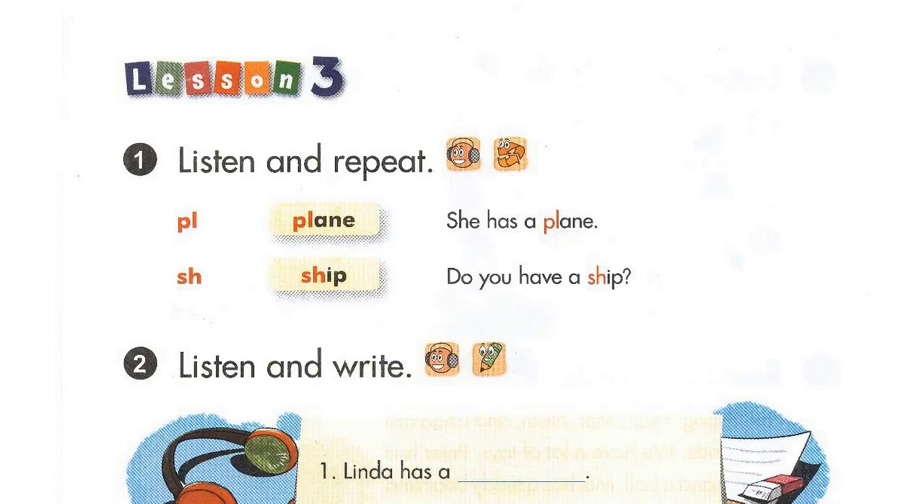Page 34. Lesson 3. Activity 1. Listen and repeat. Pl. Plane. She has a plane. Sh. Ship. Do you have a ship?